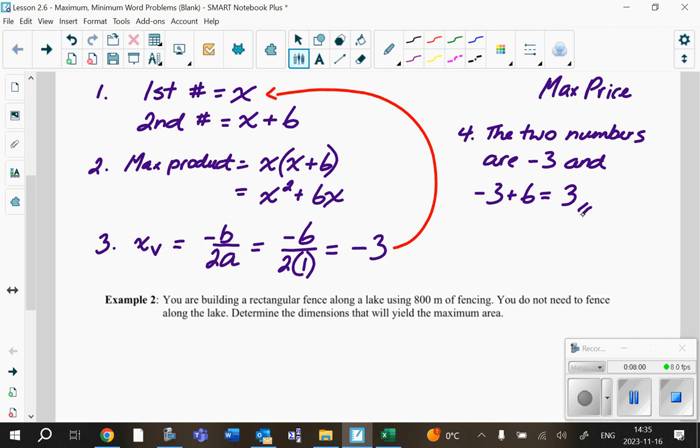Notice those two numbers have a difference of 6, and that when we multiply them together, we get negative 9. There's no other pair of numbers that differ by 6 that gives me a lower product. That's the lowest. So now steps 1 and 2 are new in these type of problems.